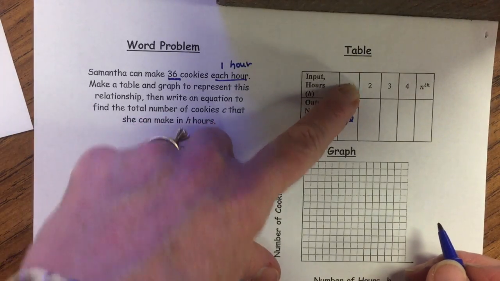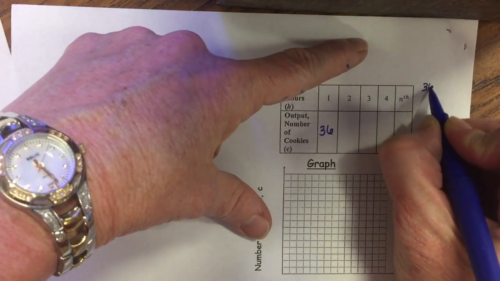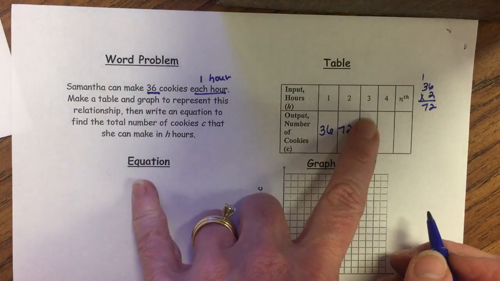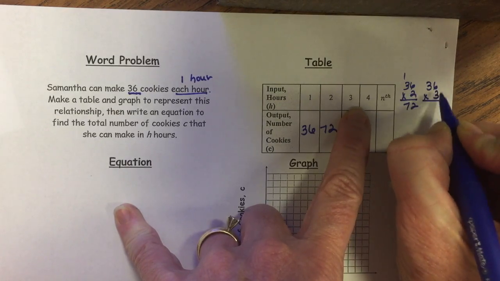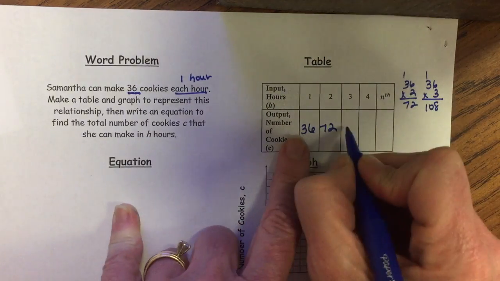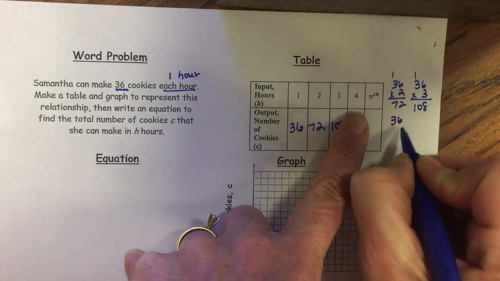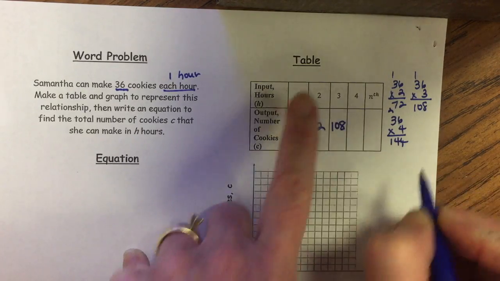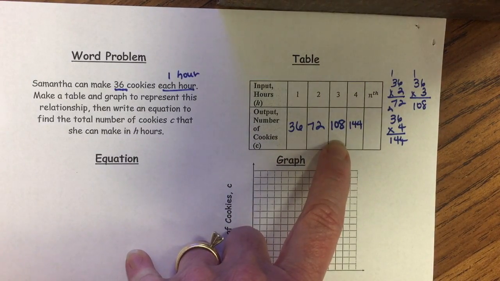All right, so in 1 hour, she makes 36 cookies. So in 2 hours, how many cookies would she make? Well, how do I figure that out? I'm going to multiply 36 times 2. And that gives me 72. All right, so she keeps baking. In 3 hours, she's going to make another 36 cookies. So I'm going to multiply 36 times 3 with 18, carry 1, 108. All right, and then for 4 hours, again, I'm going to multiply 36 times 4, so 24, carry your 2. 3 times 4 is 12, plus 2 is 14, so this is 144. So in 4 hours, she makes 144 cookies.